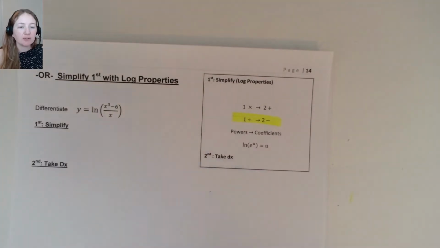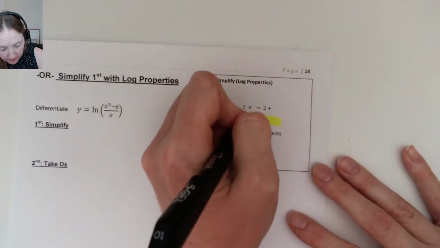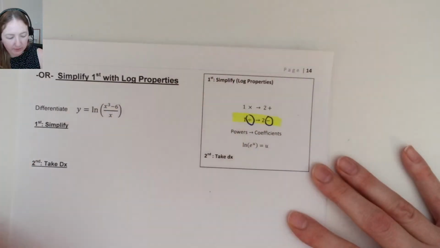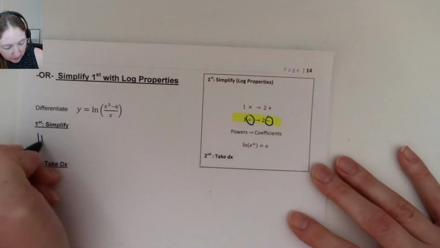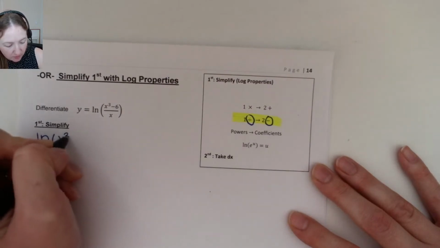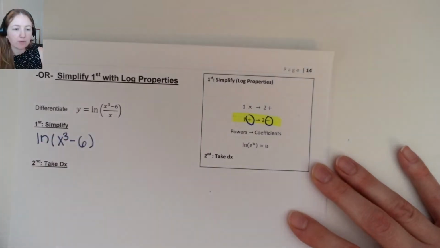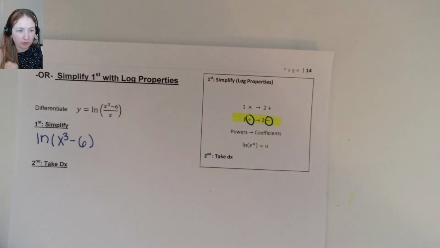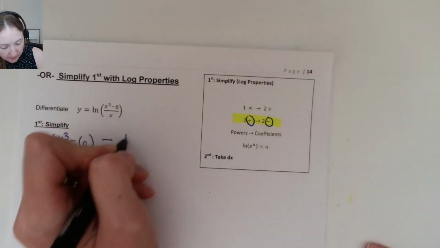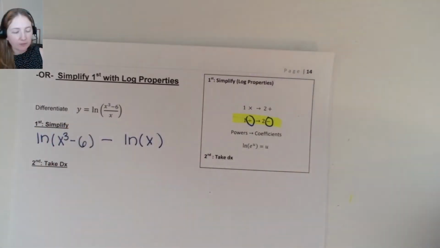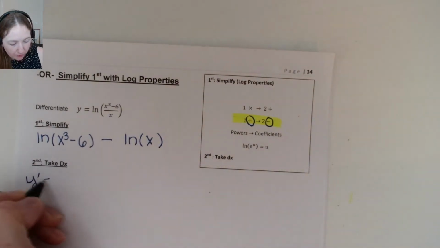What we can do is we can first simplify using the fact that our one division goes to two logs subtracted. So that's going to look like the natural log of x cubed minus 6. That numerator is going to be the first logarithm, and then minus the natural log of the denominator. And then once we have that simplified, then we can take our derivative.